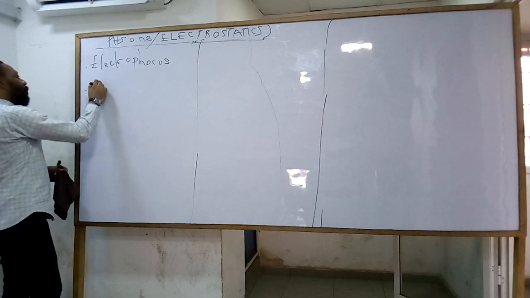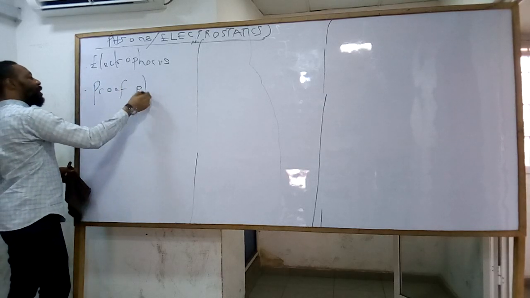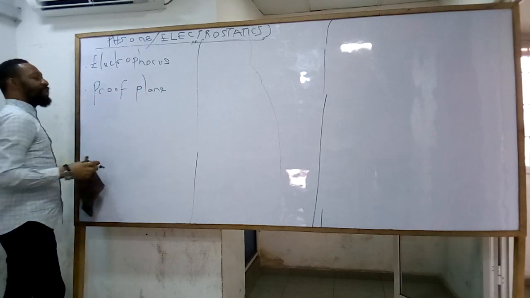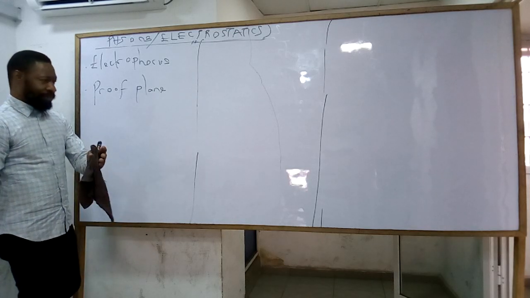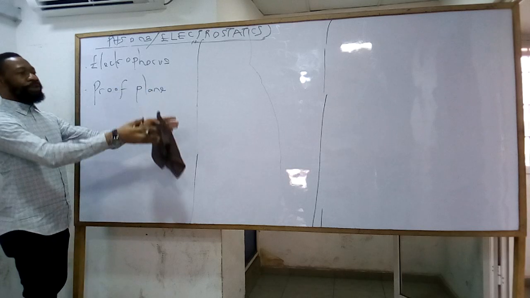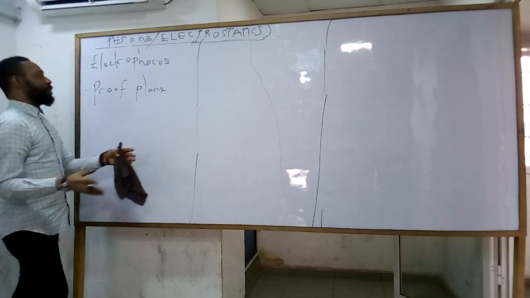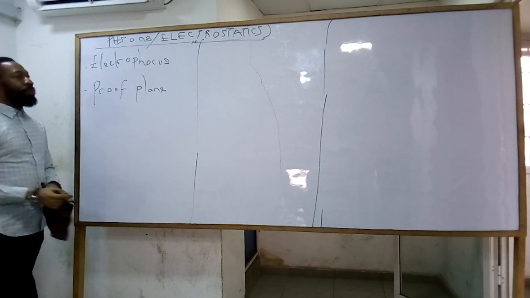We also talk about the proof plane. The proof plane is a device used to transfer charges from one body to another. So if we want to transfer a particular amount of charge from a body to maybe the electroscope or anybody, you have to employ the proof plane.